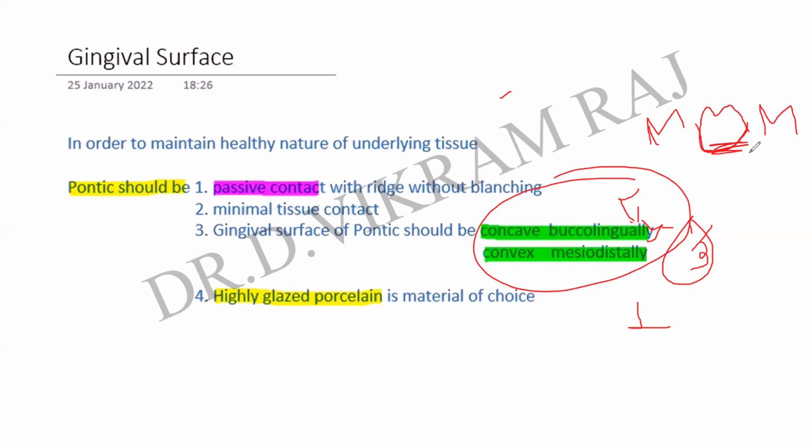They can ask you what are the features which should be present in a pontic. Like that, they can ask you, or vice versa, what are the features which should not be present in the pontic. It is one of the very important things because 90% of the cases are going to be FPD only. And highly glazed porcelain is the material of choice because once we glaze, all the roughened surface will be smoothened, so no microbial attachment is going to occur.